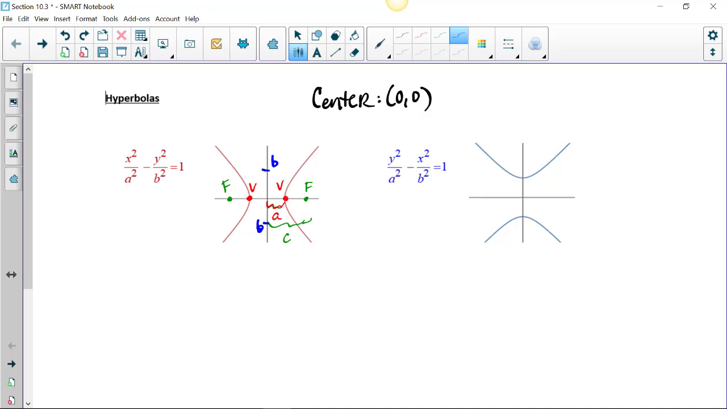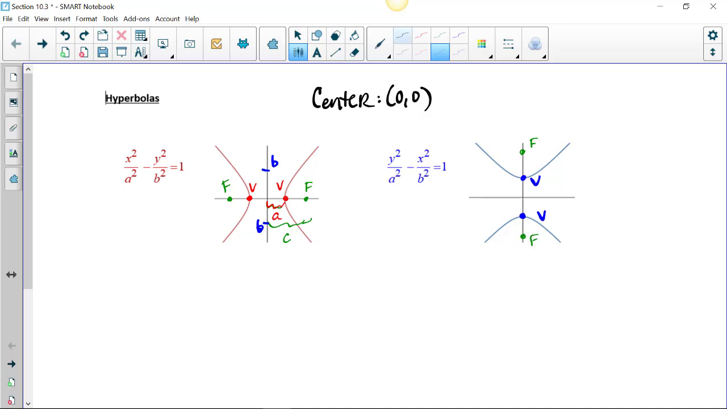So what's the difference between these two standard forms? Well, over here, once again, my vertices are the points on the curves. They're on the y-axis, so we say it has a vertical transverse axis. And my foci would be located farther out on the transverse axis.